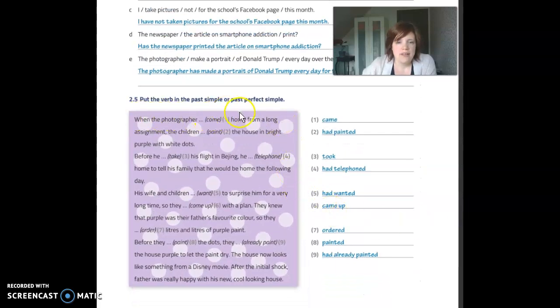When the photographer came home from a long assignment, the children had painted the house. So in other words, the children painting the house is the action which takes place first. So that comes in the past perfect. Before he took his flight in Beijing, he had telephoned home. So him telephoning home happens first, comes in the past perfect. His wife and children had wanted to surprise him, so they came up with a plan. Had wanted and came up, had wanted happens first.